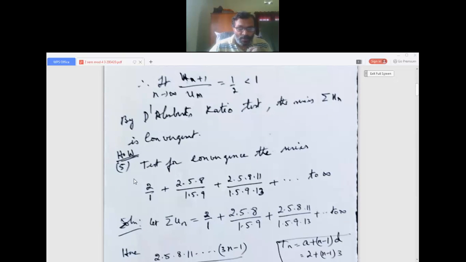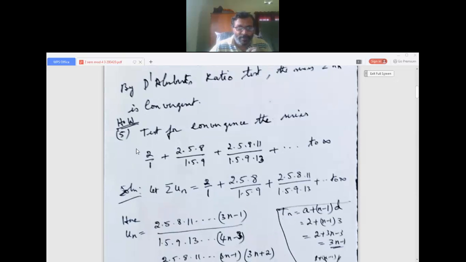Now, for homework I had given: test for convergence the series 2 by 1 plus 2 into 5 into 8 by 1 into 5 into 9 plus 2 into 5 into 8 into 11 by 1 into 5 into 9 into 13 plus etc. till infinity.